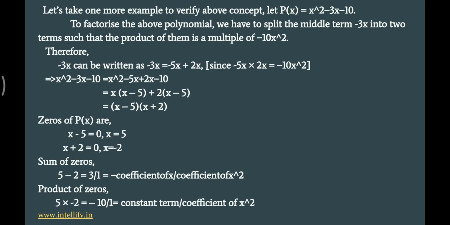We take x common in the first two terms and 2 in the next two terms. Then we can take x minus 5 common. X minus 5 into x plus 2 are the two factors. Then we equate those to 0 so that we can get the zeros of the polynomial. X minus 5 equal to 0, x equal to 5, and we got two answers for x, that is 5 and minus 2.